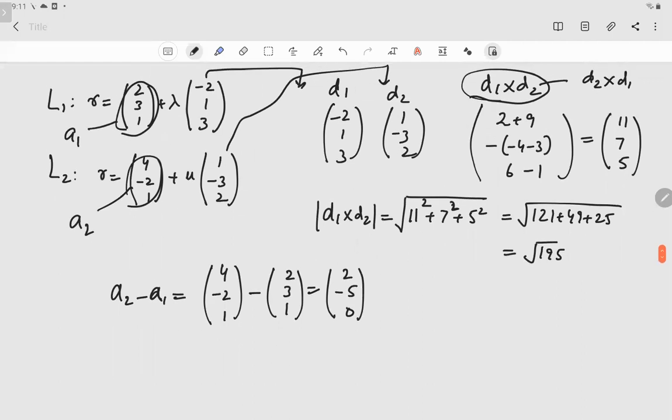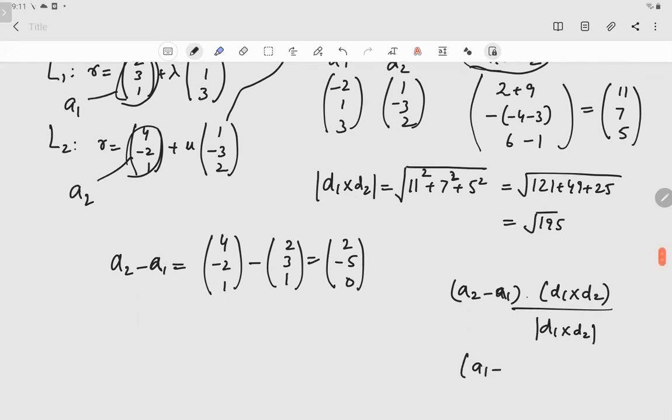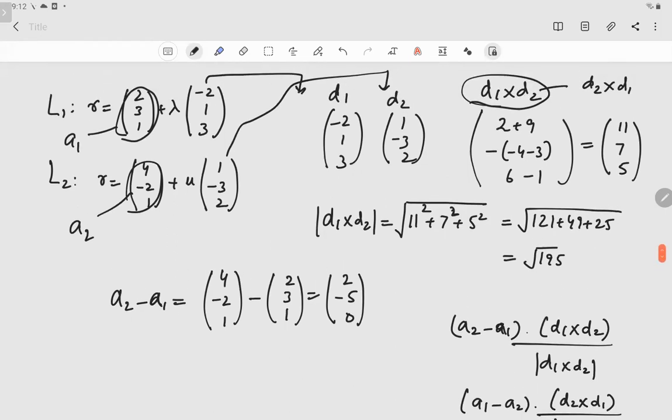Now, this formula is A1 minus A2 dot D1 cross D2 divided by D1 cross D2's magnitude. Even if I take A1 minus A2 dot D2 cross D1 over D1 cross D2's magnitude, it doesn't make any difference. The order does not matter in this whole question. Now I will calculate the dot product of these two vectors and then divide it by this.